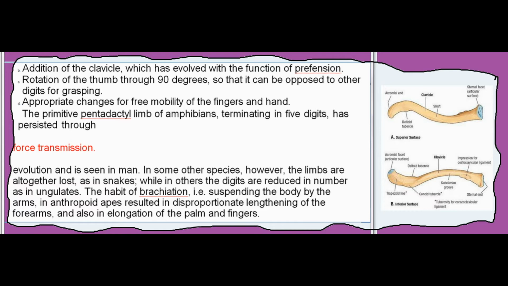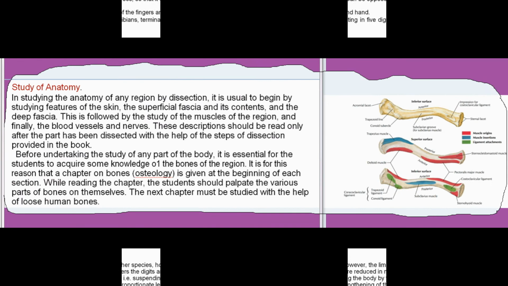The primitive pentadactyl limb of amphibians, terminating in 5 digits, has persisted through force transmission, evolution, and is seen in man. In some other species, however, the limbs are altogether lost, as in snakes, while in others the digits are reduced in number as in ungulates. The habit of brachiation, i.e. suspending the body by the arms, in anthropoid apes resulted in disproportionate lengthening of the forearms, and also in elongation of the palm and fingers.